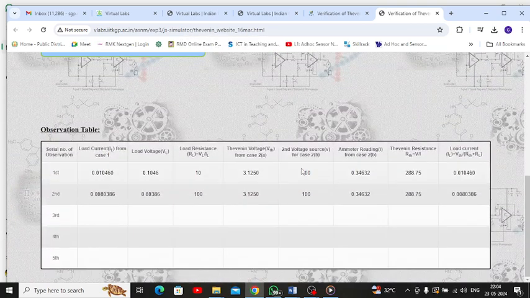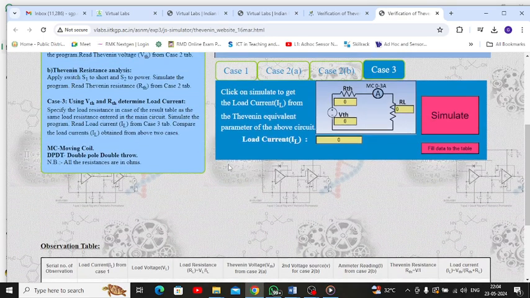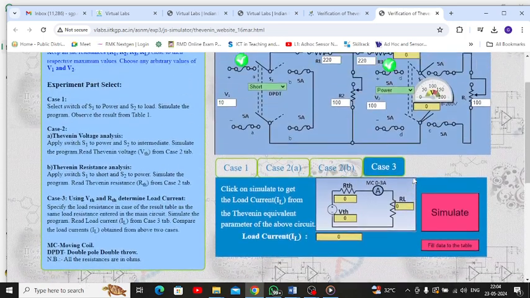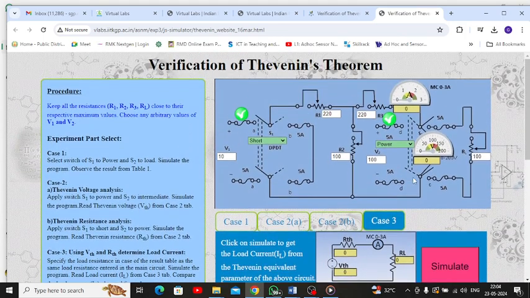I can repeat this experiment any number of times by varying the values of these resistances, and side by side we can verify Thevenin's theorem clearly. Hope you understand this session. Thanks a lot.